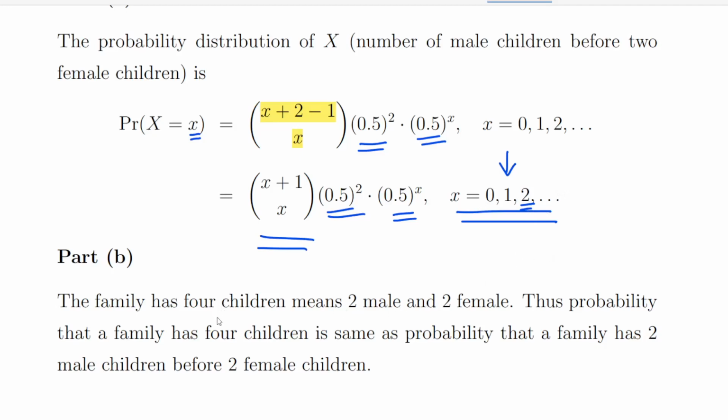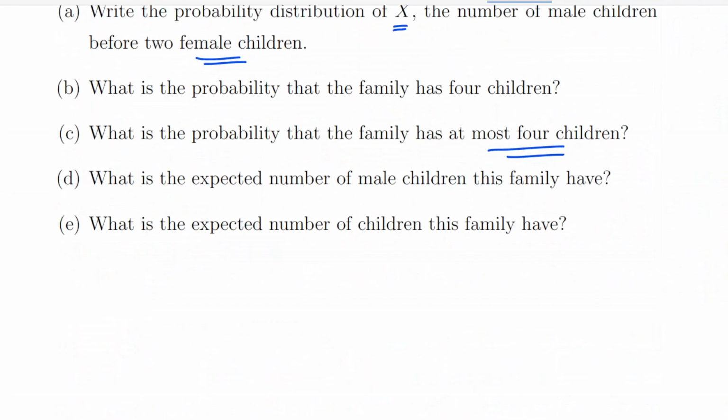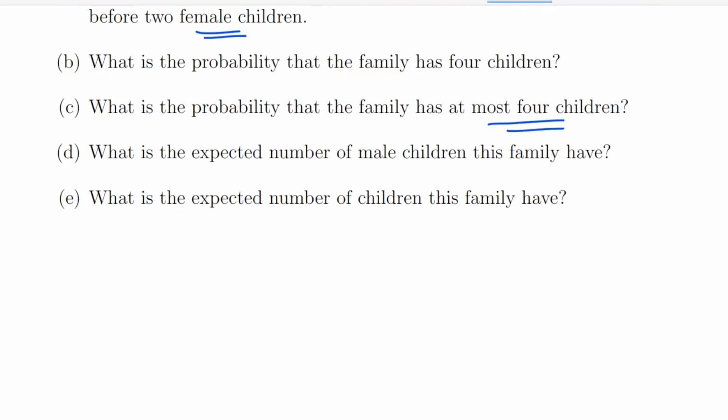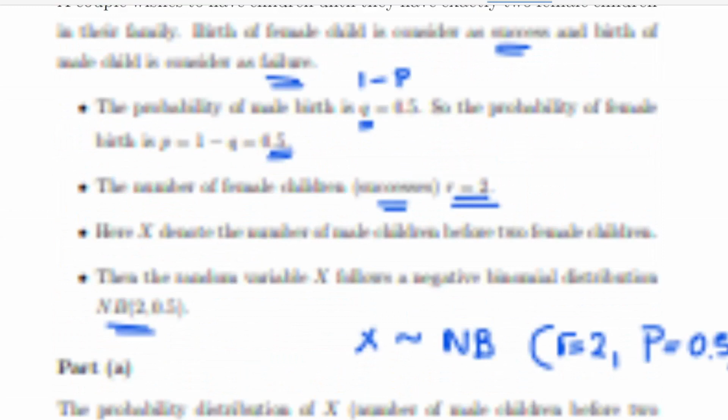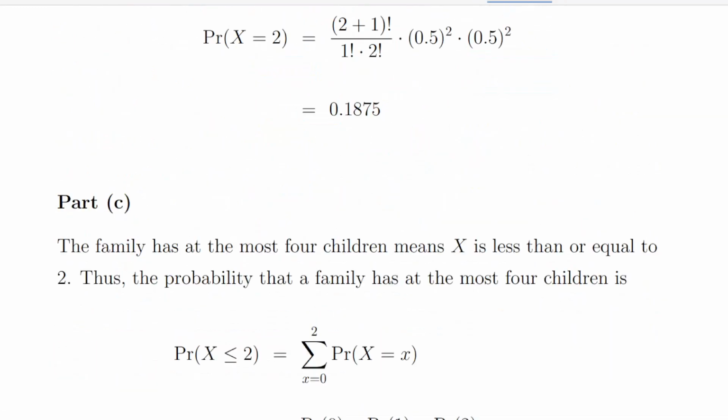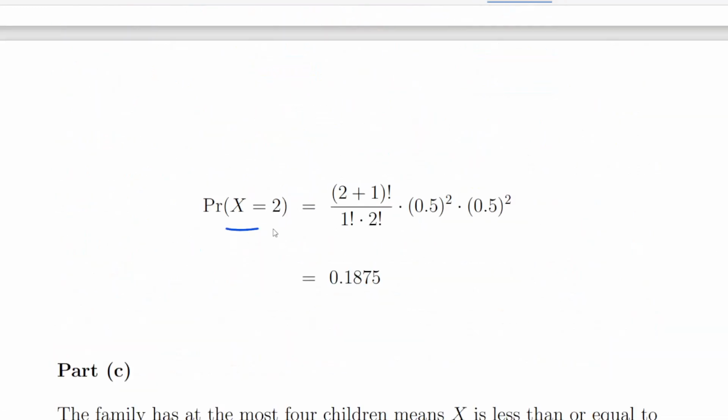So, part B. The family has 4 children, meaning 2 female children and 2 male children. Thus, the probability of a family having 4 children is the same as the probability that the family has 2 male children before there are 2 female children, before there are 2 girls. Okay, so let's just check what the question was again. What is the probability that the family has 4 children? So that is to say that they have 2 sons before they have 2 daughters. Okay, so what we're interested in there is the probability of x equal to 2.